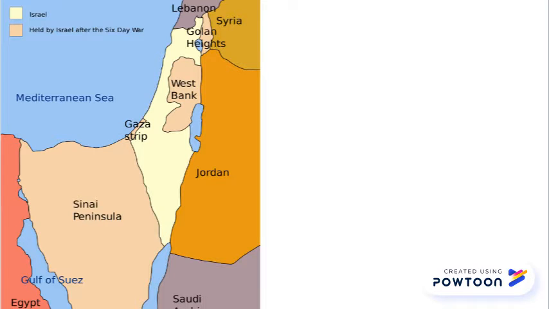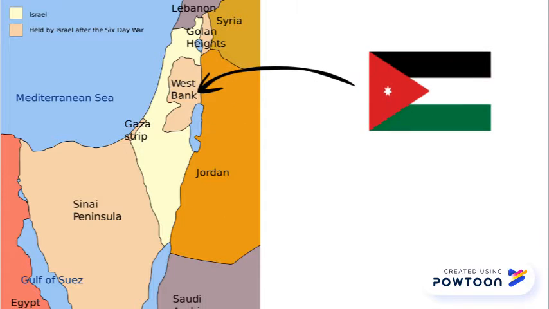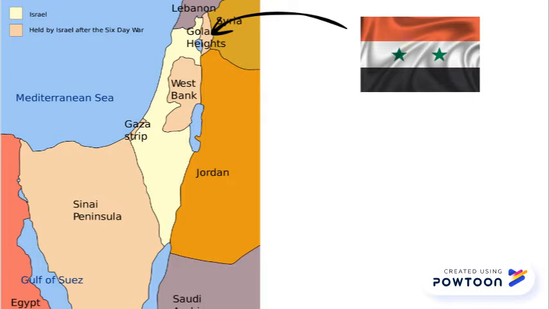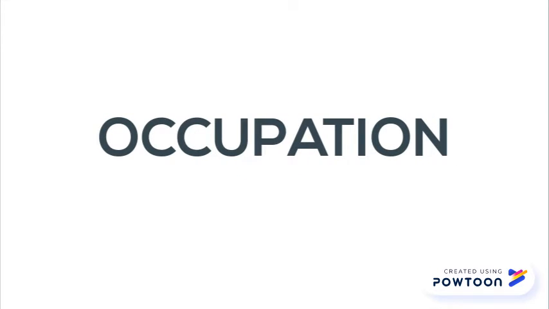After the Six-Day War, the borders of Israel were redefined. Israel took away the Sinai Peninsula and the Gaza Strip from Egypt, the West Bank from Jordan, and the Golan Heights from Syria. These occupations were widely unaccepted by the international community and tensions arose.